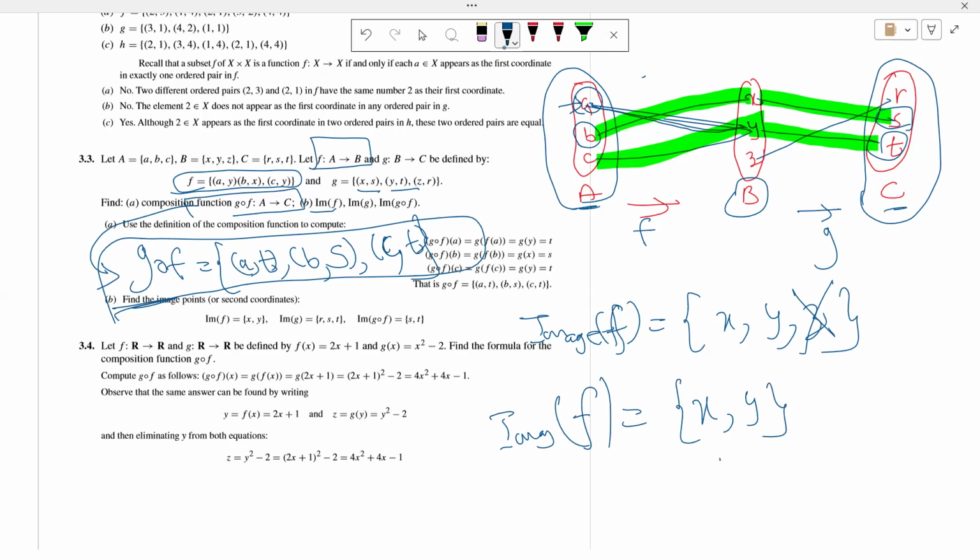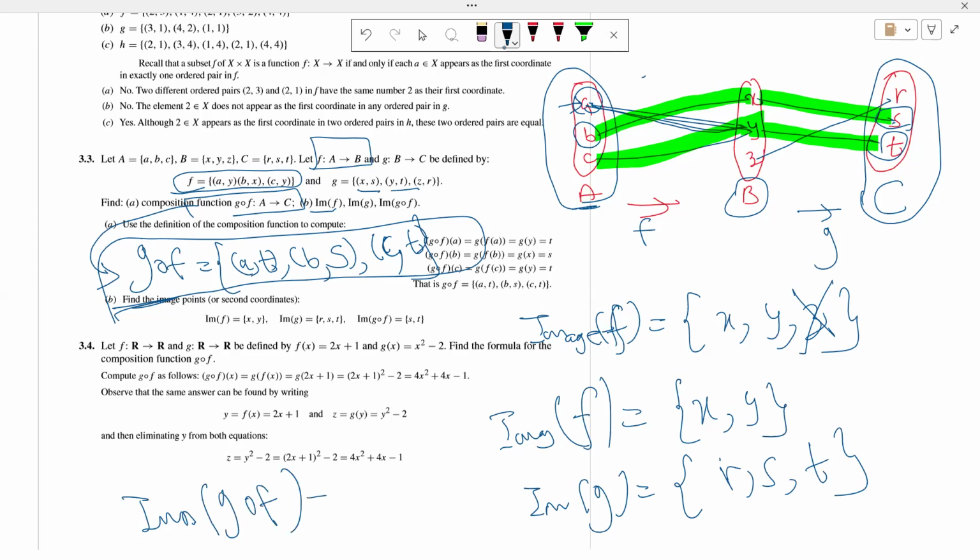Similarly, can you tell me what the images of g are? The images of g: here there are three elements R, S, T. All three elements have a relation with their domain B. So we can say R, S, T are the images. Similarly, can you tell me what the images of g of f are? Tell me, what are the images of g of f?